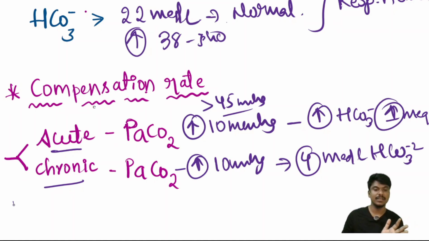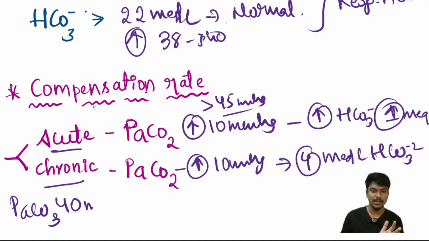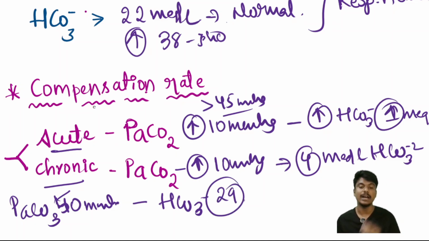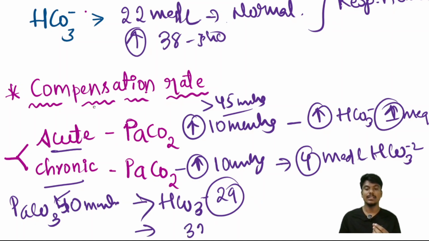Means if there is a PO2 of 50 mmHg, here what happened? PaCO2 is increased by more than 10 mmHg. Now if you see the ABG, your bicarbonate will be around 29 in acute cases. In chronic cases, you can see a bicarbonate level of 32 milliequivalents in an ABG report.